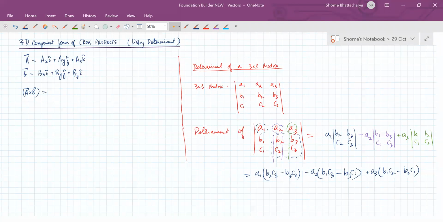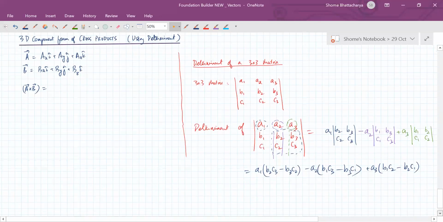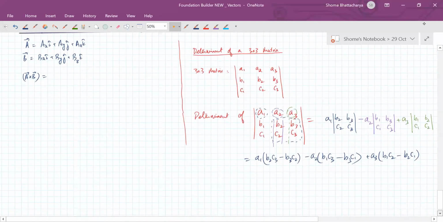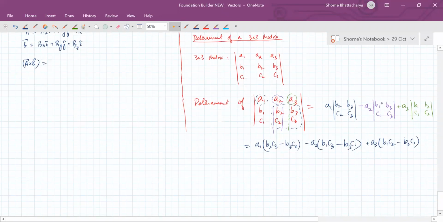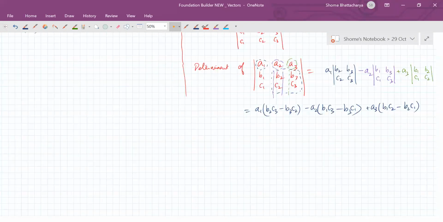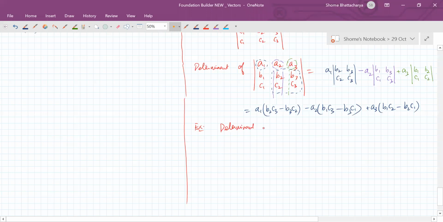Okay, so let's practice these steps out with an example determinant first, then we'll come back to the vector applications. So for example, we want to calculate the determinant of this matrix, something like this. We'll just follow these steps here.